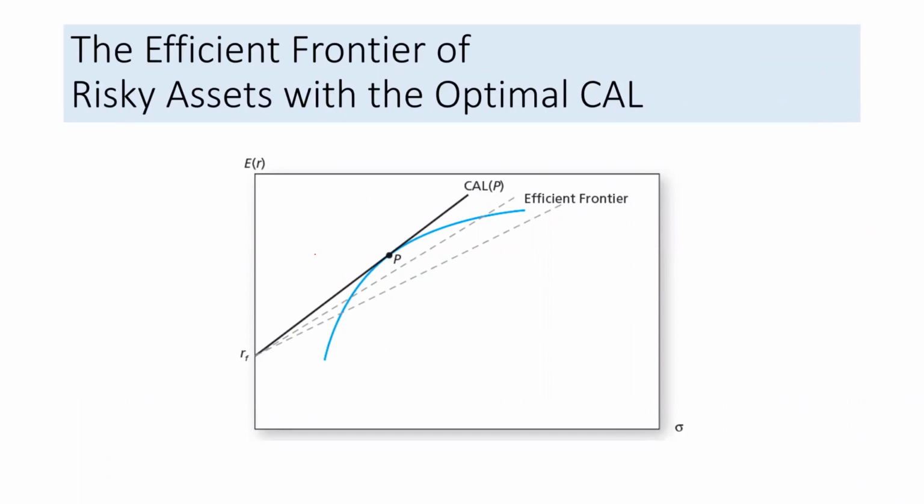This graph shows the idea that the optimal risky portfolio here offers the highest Sharpe ratio and also has the steepest slope.